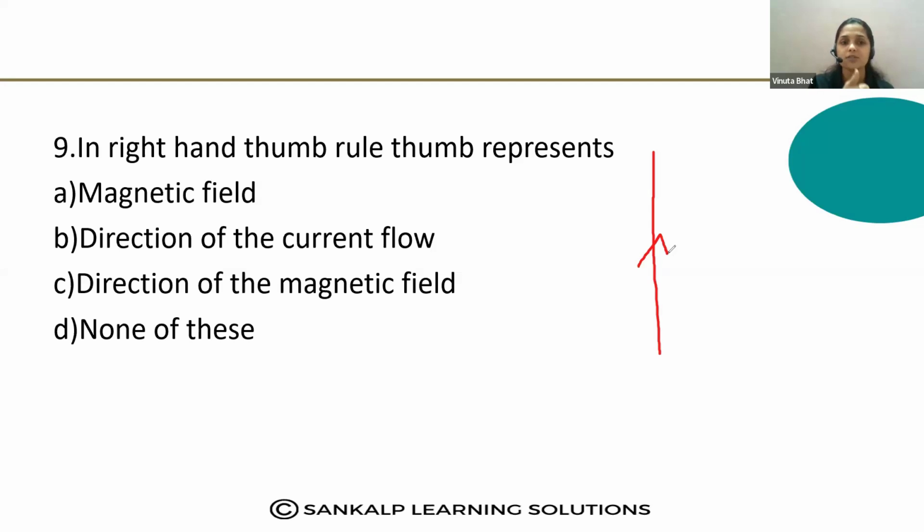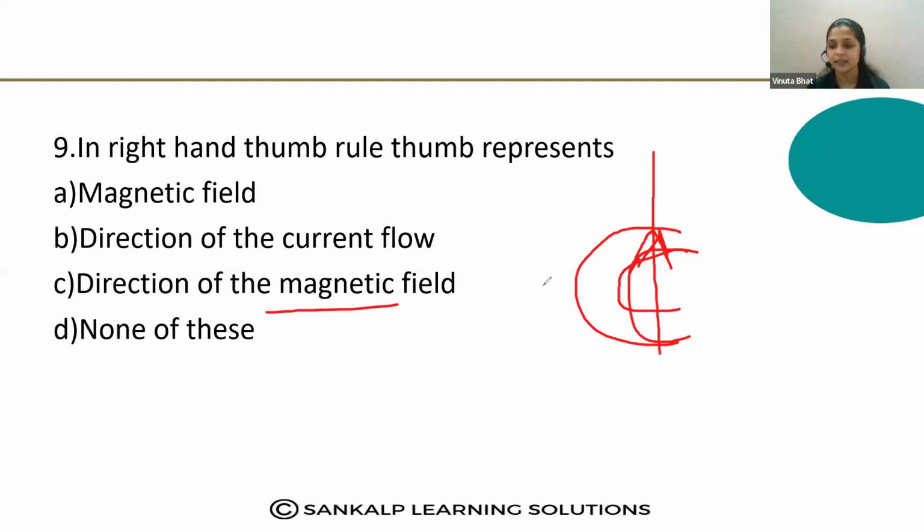So here they asked what the thumb represents. Magnetic field, direction of the current flow, direction of the magnetic field, none of this. Here it represents the direction of the current flow, and the remaining fingers represent the direction of the magnetic field. So how the magnetic field occurs in that current carrying conductor is represented by the fingers. Okay, remaining fingers. Okay.